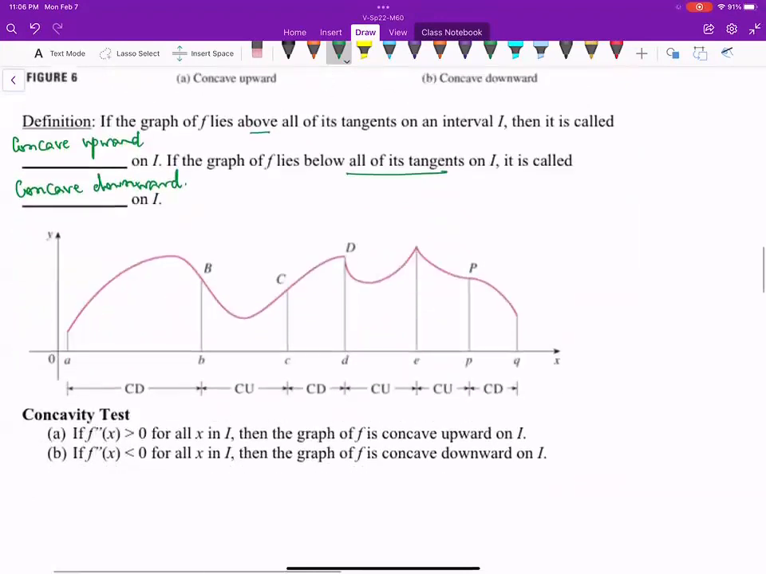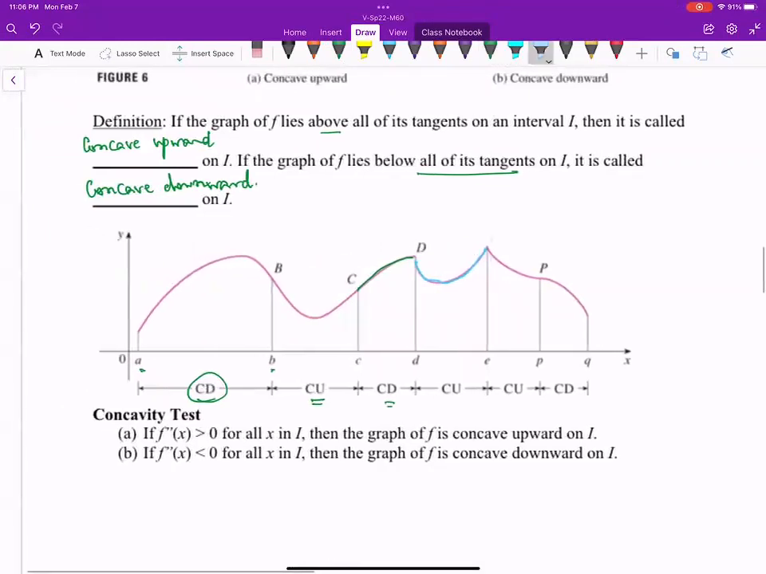So in this picture, you notice that between the points A and B, the graph is concave down. Between the points B and C, it is concave up. Then between C and D, it is concave down. Between D and E, it is concave up. This piece is concave down. Then between E and P, it is concave up. Between P and Q, it is concave down.